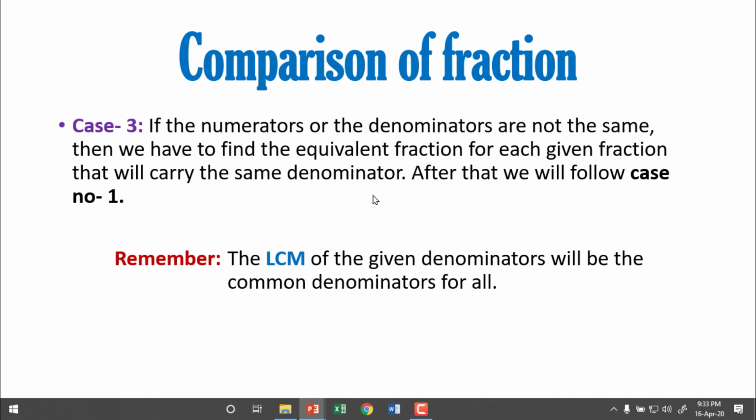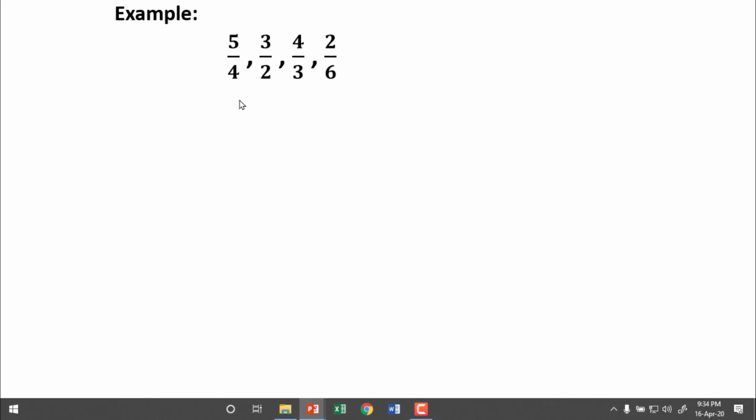Let's have an example. Okay, before that, remember that the LCM of the given denominators will be the common denominator for all. That means from the given fractions, if we want to make the equivalent fraction which has the same denominator, the common denominator for all will be the LCM of the given denominators. Let's have an example: 5 by 4, 3 by 2, 4 by 3, 2 by 6. Here are four fractions. Here the numerators are different, also the denominators are different.